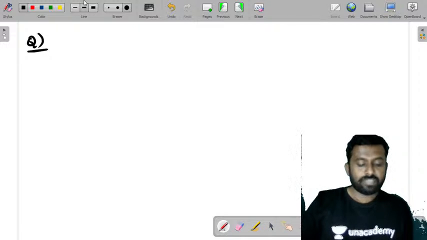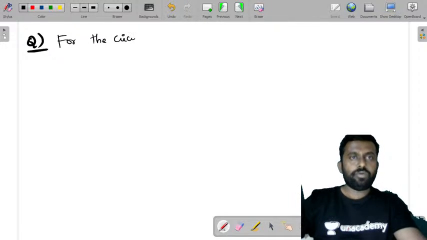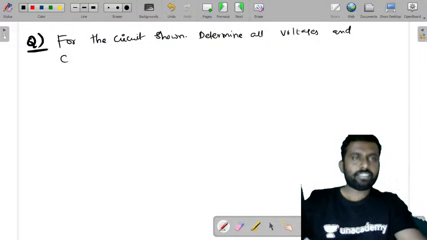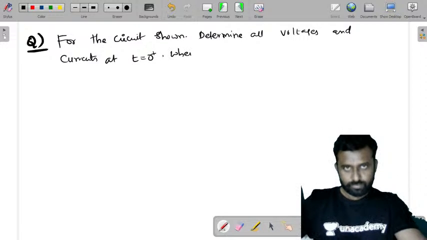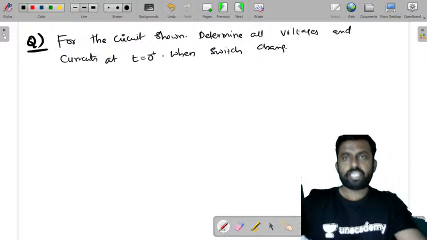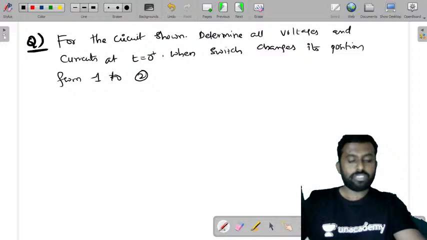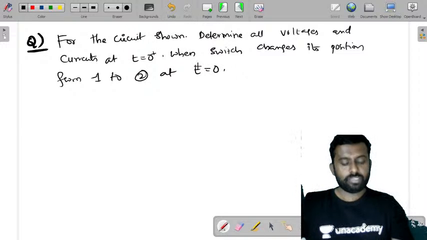Now let us see that. The question given is: for the circuit shown, determine all voltages and currents at t equal to 0 plus, when the switch changes its position from 1 to 2 at t equal to 0.